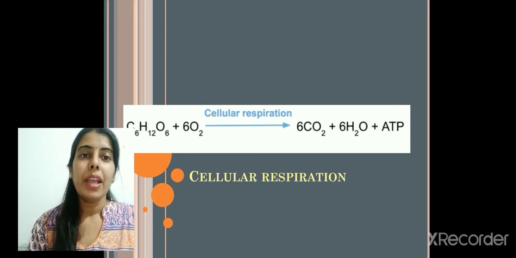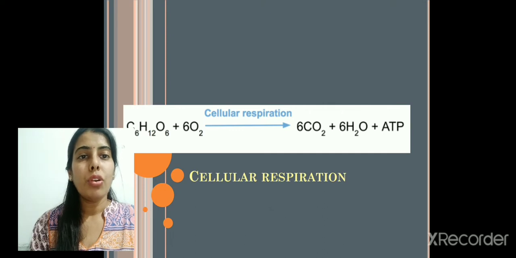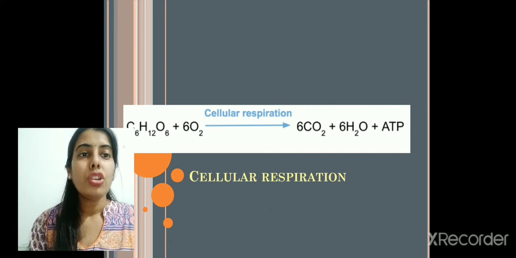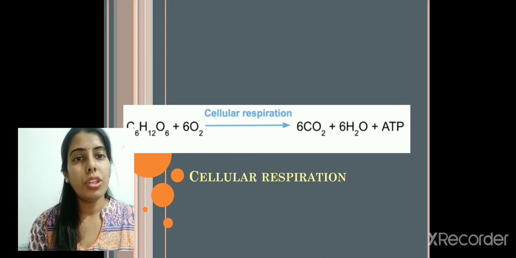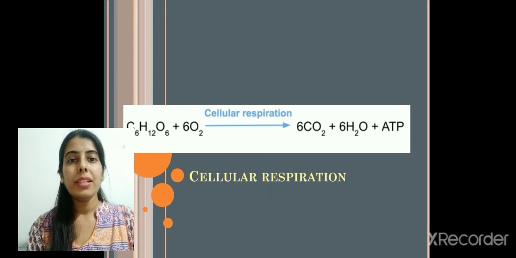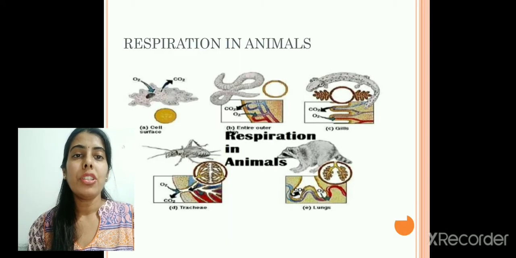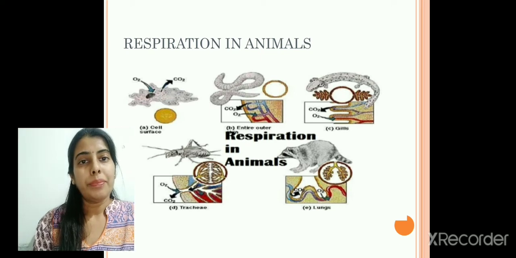C6H12O6 combines with 6 molecules of oxygen. So glucose is combining with oxygen to release 6 molecules of carbon dioxide, 6 molecules of water plus ATP. ATP is a form in which the energy will be stored in the body, in the form of adenosine triphosphate.